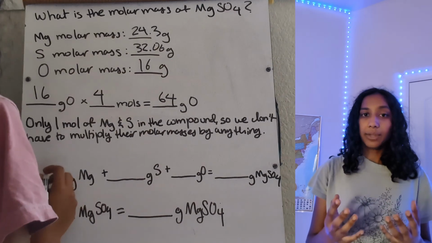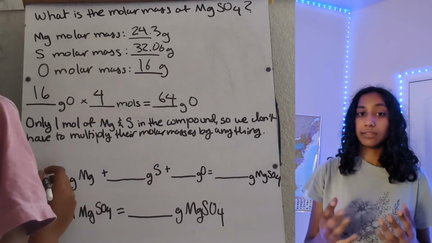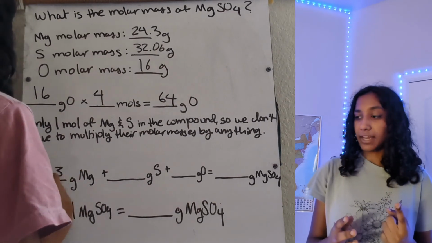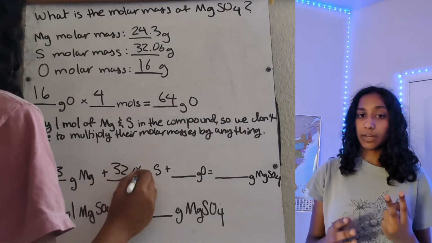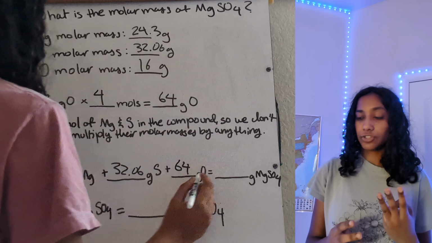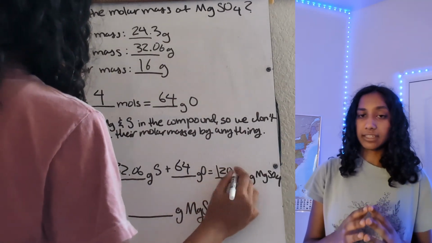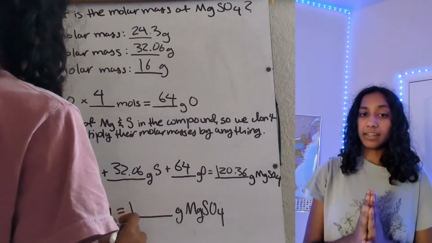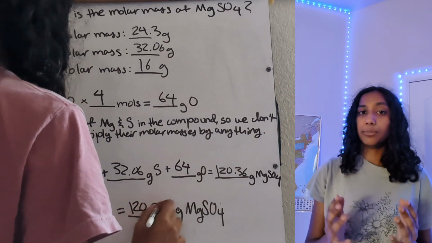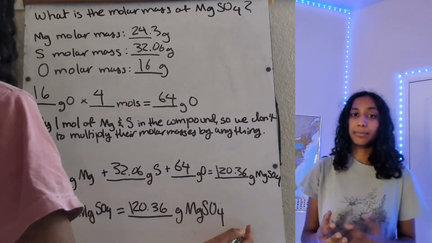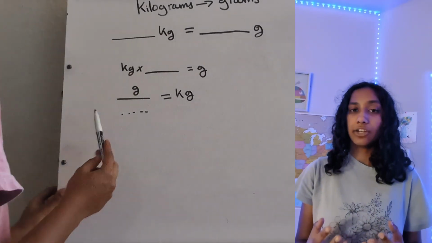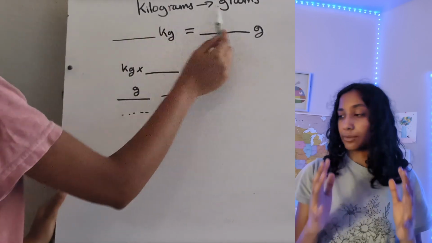Now that we have the molar masses of all the different elements in the correct ratios, we can add them together. 24.3 grams of magnesium plus 32.06 grams of sulfur plus 64 grams of oxygen equals 120.36 grams of magnesium sulfate. So, 1 mole of magnesium sulfate is equal to 120.36 grams of magnesium sulfate. We can now use this number to convert between moles and grams, just like we did with the last 2 problems.